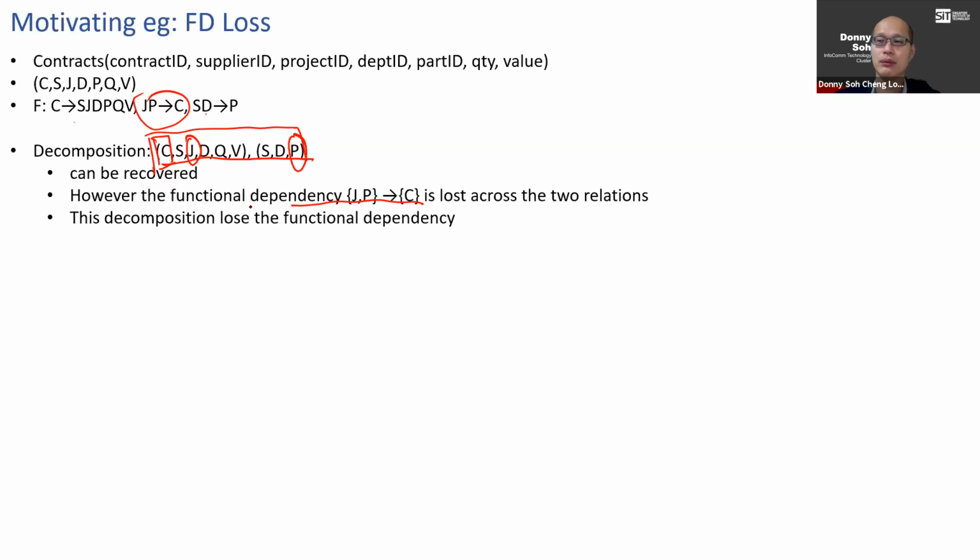Later on, we will go through an algorithm to automatically find out if we are losing any functional dependencies, or is our decomposition lossy or not. So later on, we'll go through an algorithm to do that. For now, it's more of like eyeballing it. Okay. So let's do another motivating example.